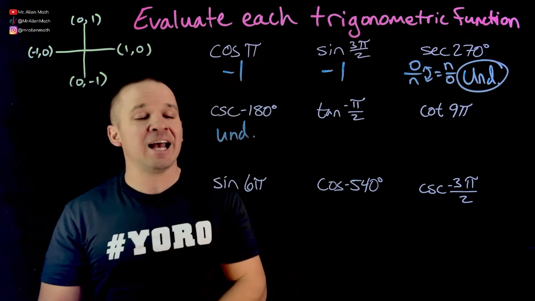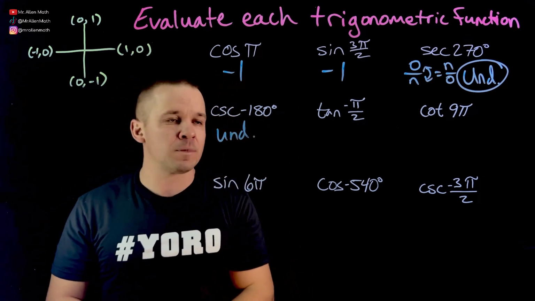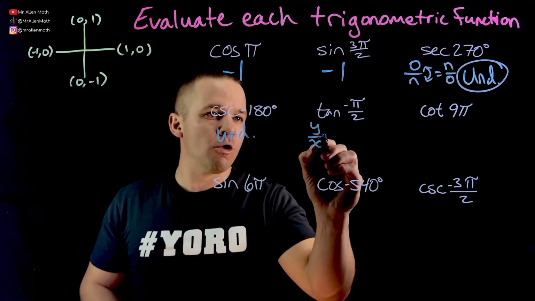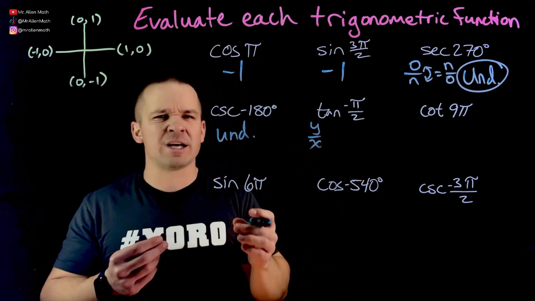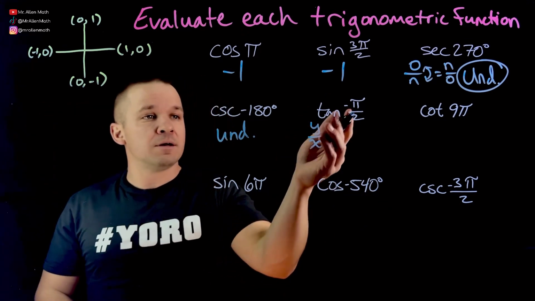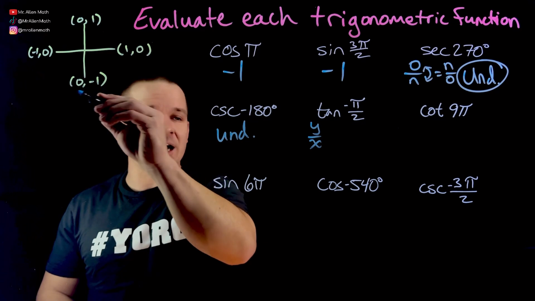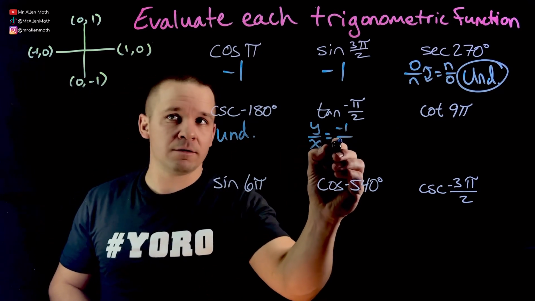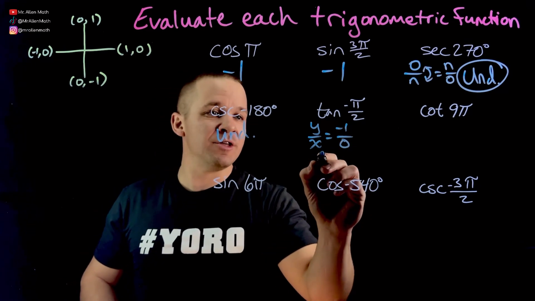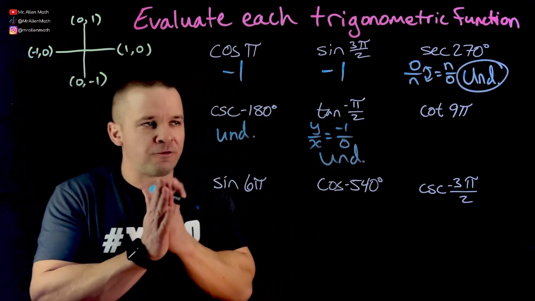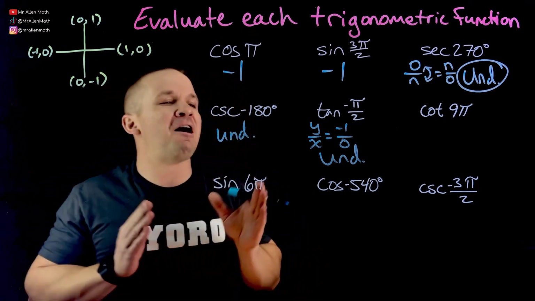Next one over here, tangent of -pi over 2. So tangent is y over x, or you can think of it as sine over cosine, but I think y over x is probably easier here with ordered pairs, right? So if I go to -pi over 2, it's this guy right down here. My y value is -1. My x value is 0. This is undefined. Oh man, we got a bunch of undefineds here. 3 in a row. Let's go for 4 in a row.